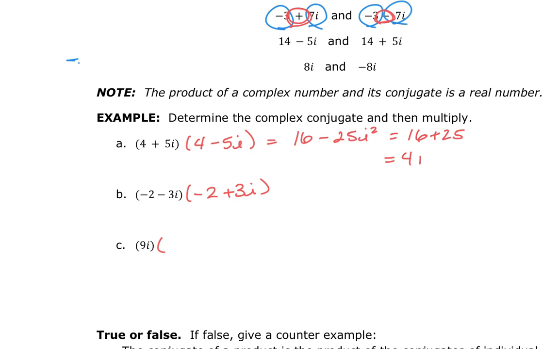And this is going to be negative 9i. Because what really is here is 0 plus 9i. And then 0 minus 9i. And I'll let you finish those off.